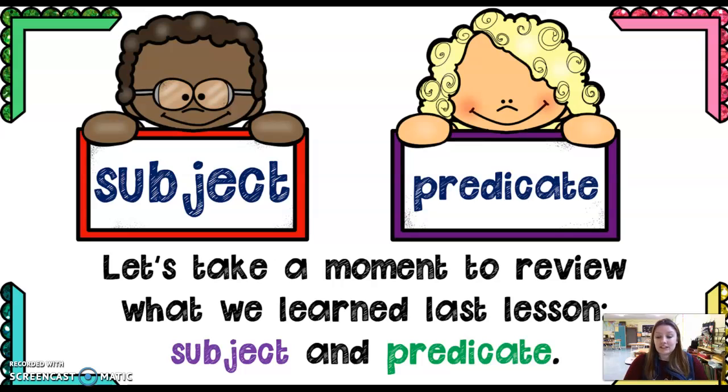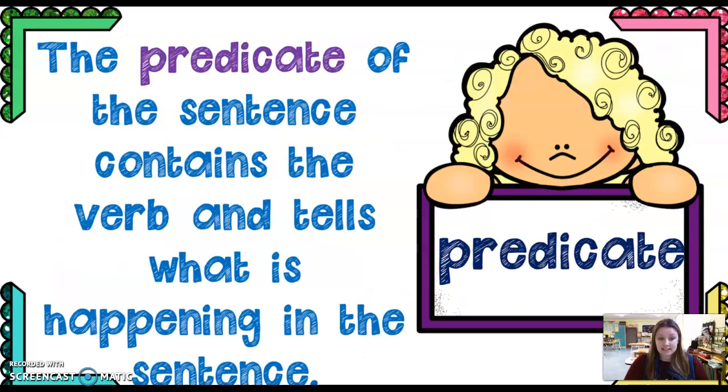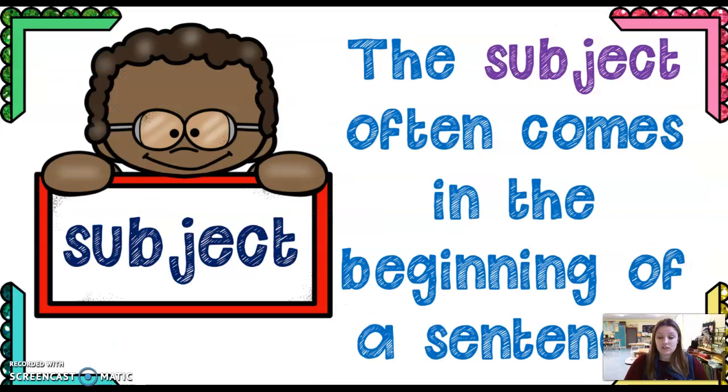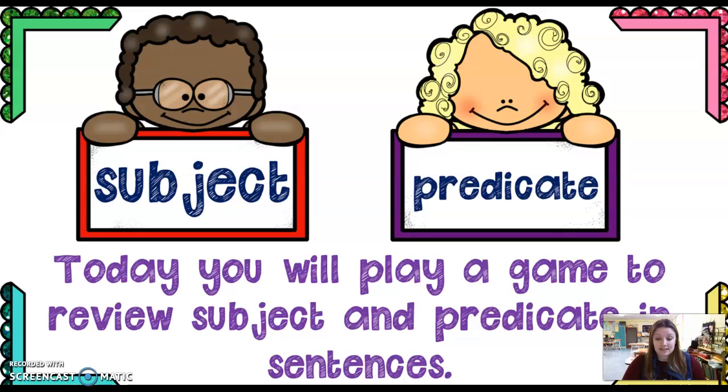Let's review what we learned last lesson about subject and predicate. The subject often comes at the beginning of a sentence. The predicate of the sentence contains the verb and tells me what's happening in the sentence. So remember, my subject tells me what the sentence is about, what or who. My predicate says what the subject is doing, what's happening in the sentence.